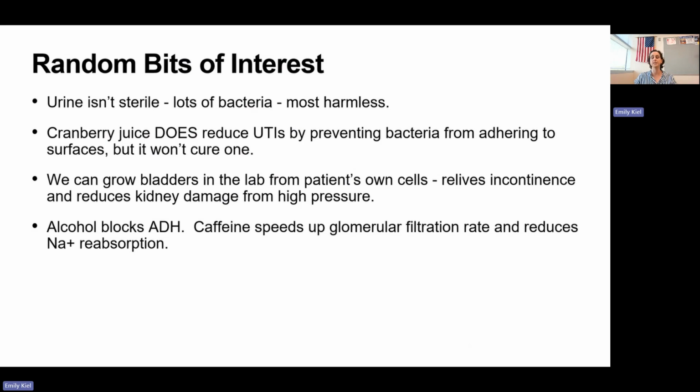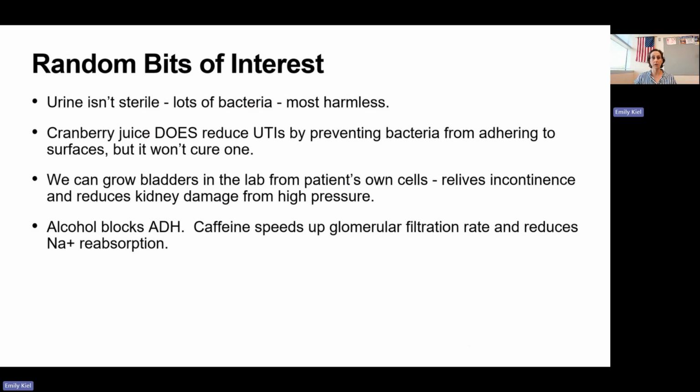Cranberry juice does not treat UTIs. It doesn't cure them, but it will reduce urinary tract infections, specifically from E. coli. E. coli have these little fimbriae, like little arms, that adhere to the bladder surface, and cranberry juice or any kind of cranberry extract makes it harder for them to attach. But if you have a UTI, the cranberry juice is not going to fix it. I mean, if you drink enough, it may dilute out some of the bacteria, but then they're just going to keep growing. So talk to your doctor.